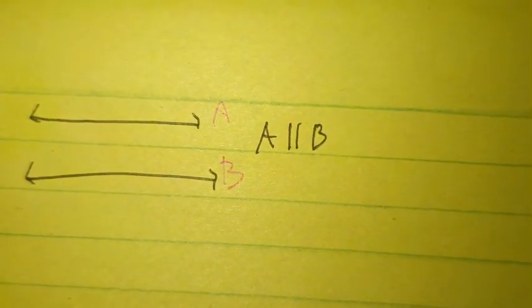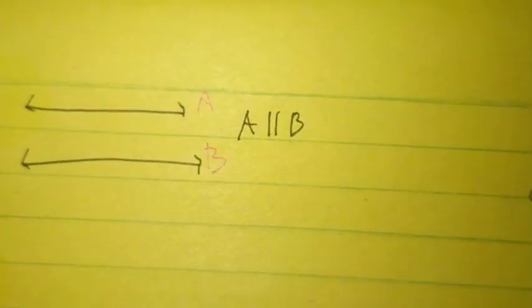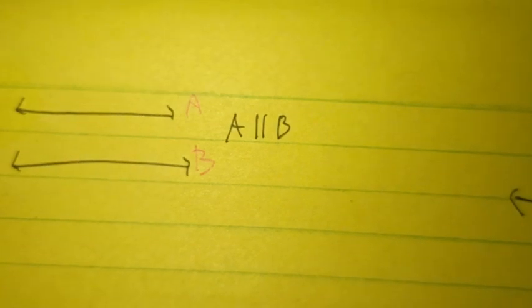They share the same slope. So if the first line has a slope of 3 over 4, then the second line has the same exact slope.